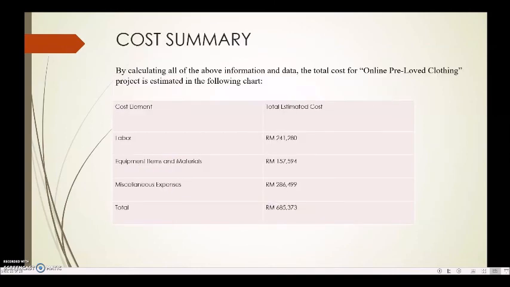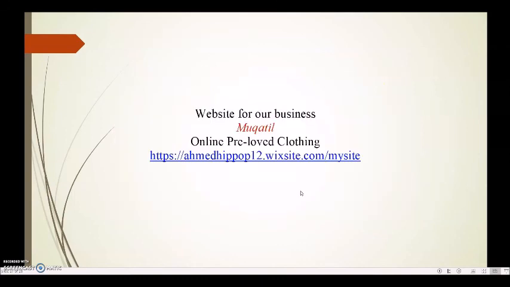So the cost summary looks like there are mainly costs with labor, equipment and items, miscellaneous expenses, etc. And this is the total cost we calculated.